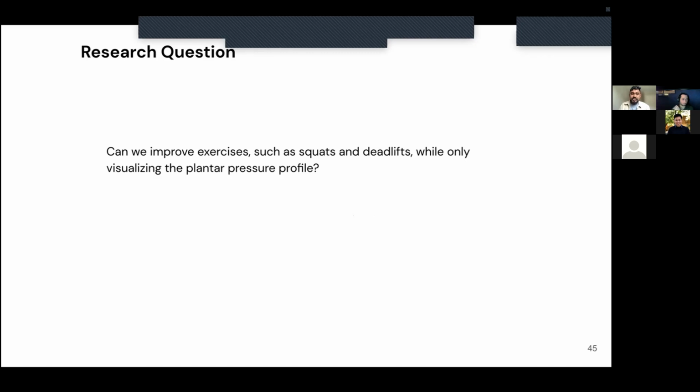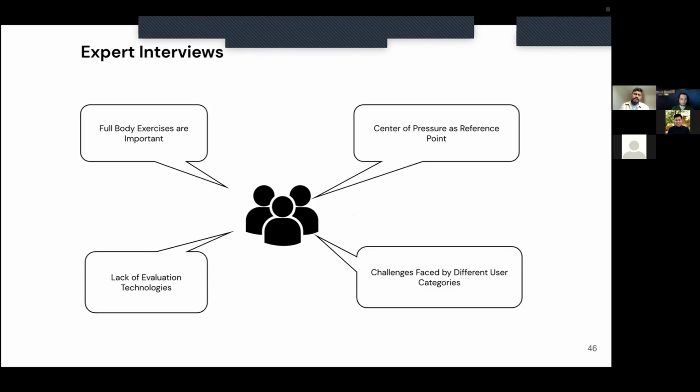So the specific research question that we answer is, can we improve exercises such as squats and deadlifts while only providing feedback about our plantar pressure profile? We interviewed a bunch of trainers. According to them, they use center of pressure as a reference point when they explain these exercises to their trainees. For example, they would instruct, you should squat in a way that you feel your weight, or the center of pressure, at your heel area.